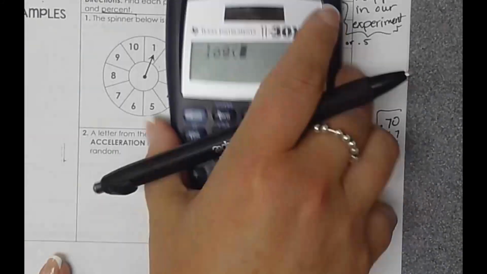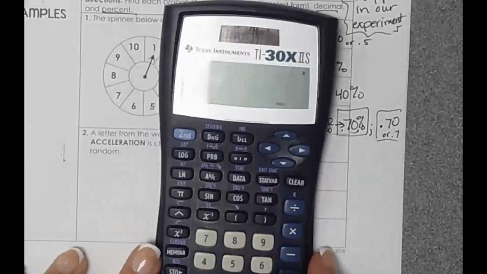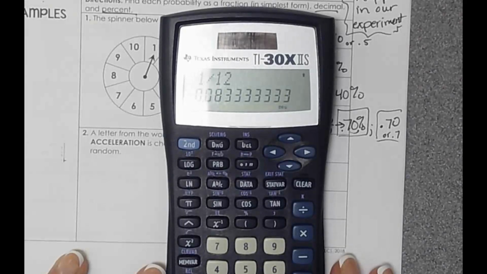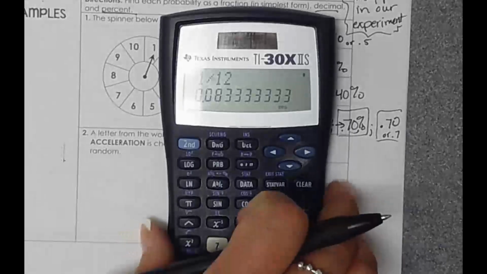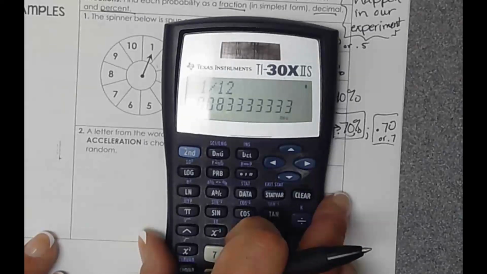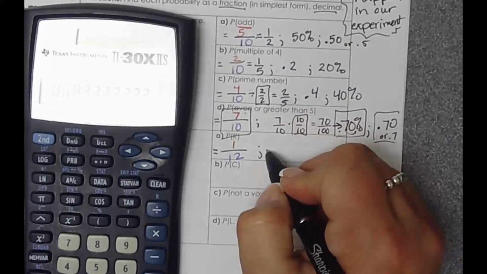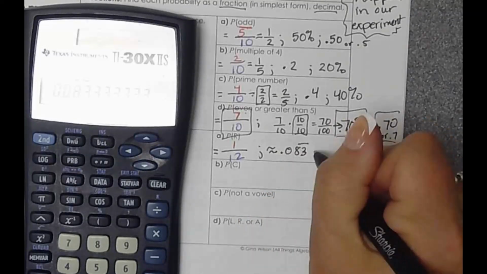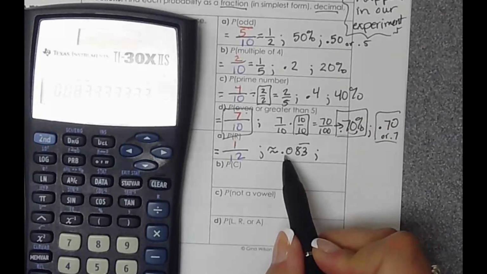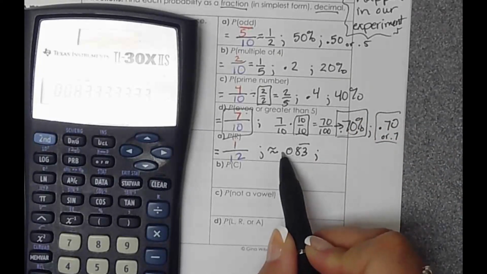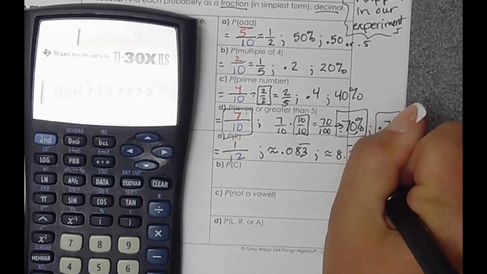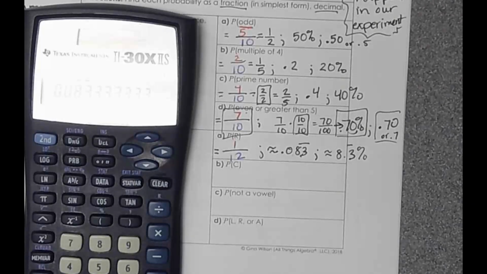Create your decimal. Again, numerator divided by denominator. So 1 divided by 12. It's going to give us a repeating decimal, so we're going to go ahead and round that. So we're going to say approximately 0.083 and then put a line over it. If we move this back 2 times to create our percent, 1, 2, that would put our decimal between the 8 and the 3, and that would be our percent.